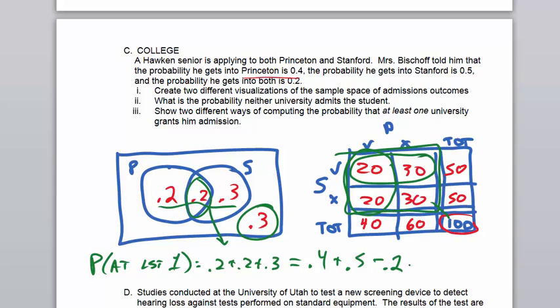And finally, you could think of this as a complement. Well, there are multiple ways to get into at least one of them, but there's only one way not to, and that's to be rejected. So I could say 1 minus the 0.3 that was hanging on the outside. No matter how you solve this problem, there was a 70% chance in this made-up scenario.